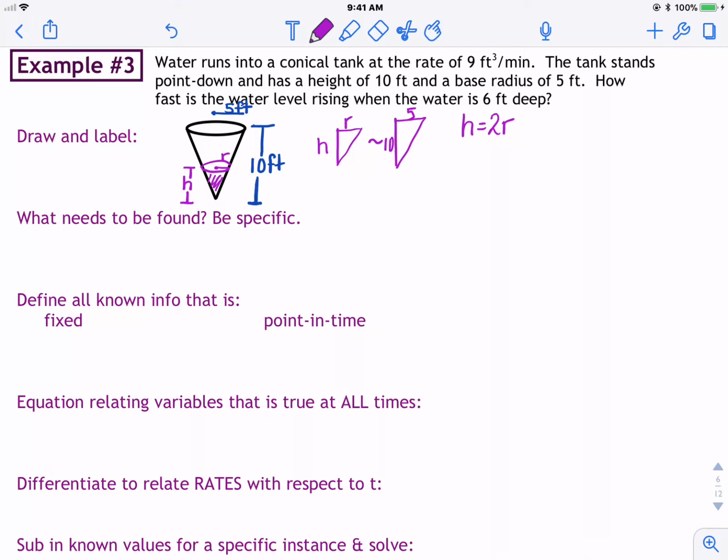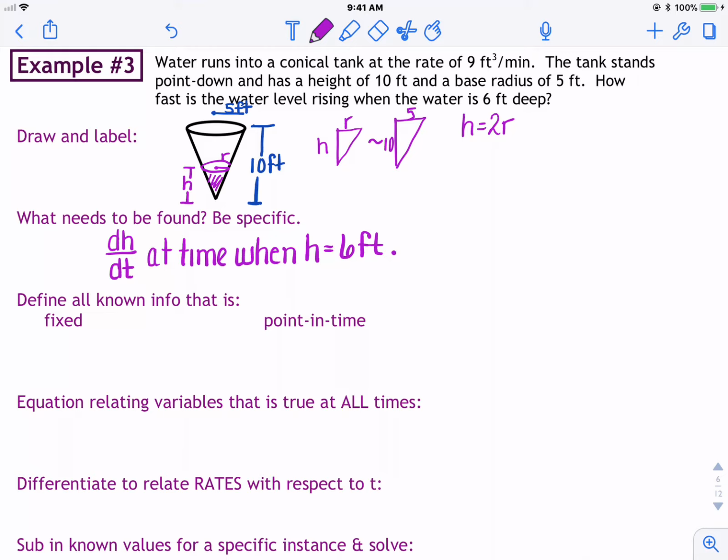What needs to be found? I need to find the change in height as a function of time, the rate of change, but only at a specific instance, at a time when the height's exactly 6 feet. So that's going to be one specific instance as this water is flowing into the cone.